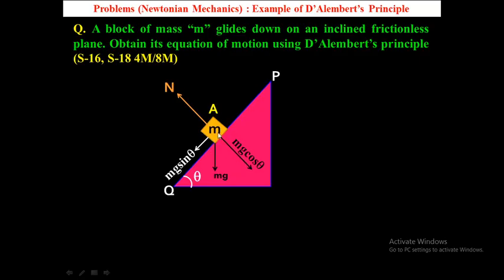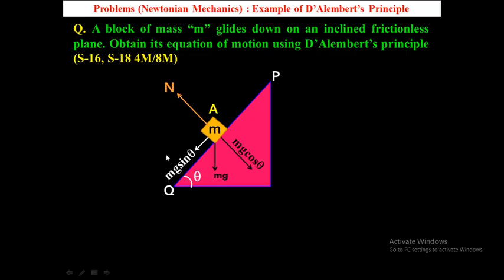Now the normal force N, which is pulling mass m in the upward direction, is balanced by the force mg cos theta. So the normal force N and mg cos theta cancel each other, and only the force component mg sin theta remains. This mg sin theta is used to determine the equation of motion using D'Alembert's principle.